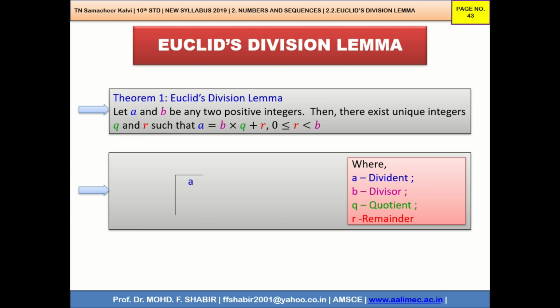Given a is dividend, b is divisor, q is quotient, bq is product of divisor and quotient, r is remainder. Therefore, a equal to bq plus r. Dividend equal to product of divisor into quotient plus remainder.